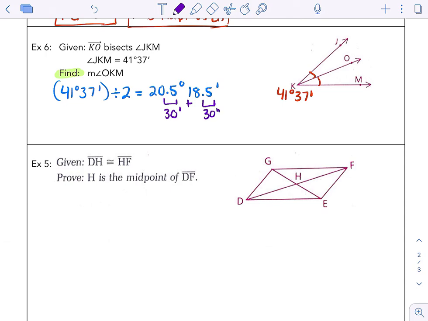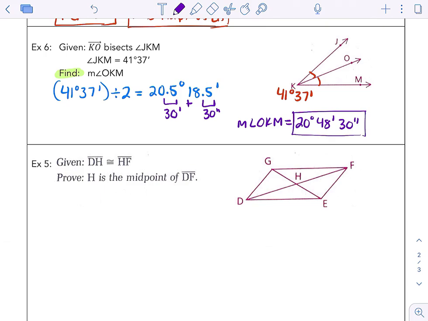That's going to come out to be the same as 30 seconds. So I could move that into a group and start a group with seconds. So putting this all together, this means the measure of angle OKM is going to be 20 full degrees, and then 30 plus 18 is 48, so 48 minutes and 30 seconds. I can go ahead and put a box around that.